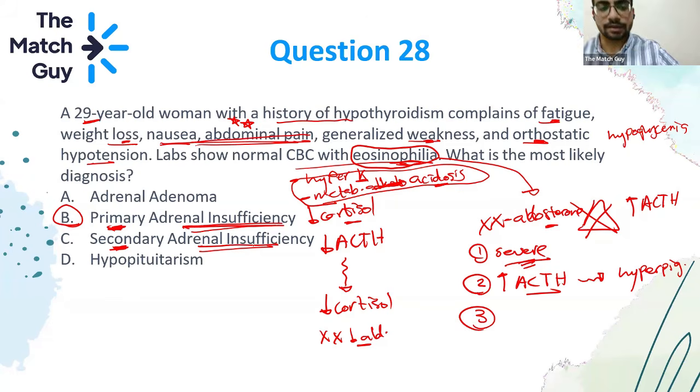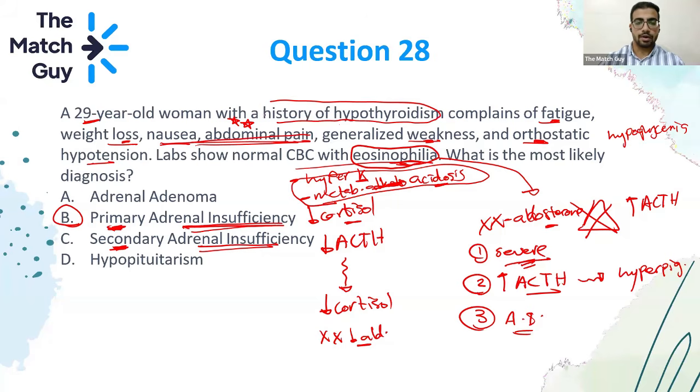And the third reason is, and that's very important not only for this question, but for any autoimmune condition. They said history of hypothyroidism for a reason. Now after we're done with this part, we'll start solving actual questions from our Synapse QBank.